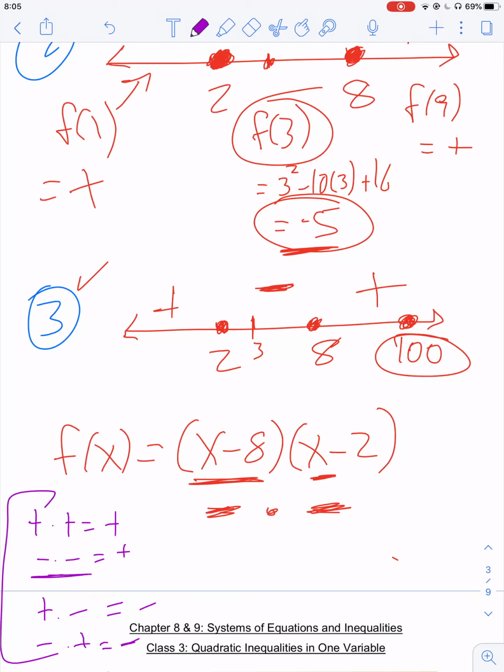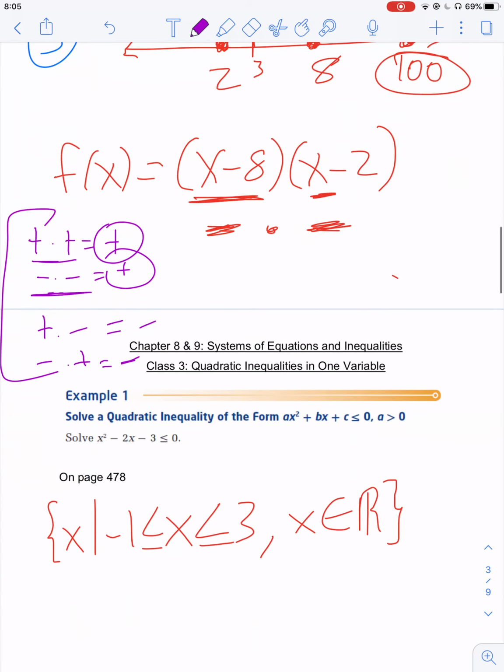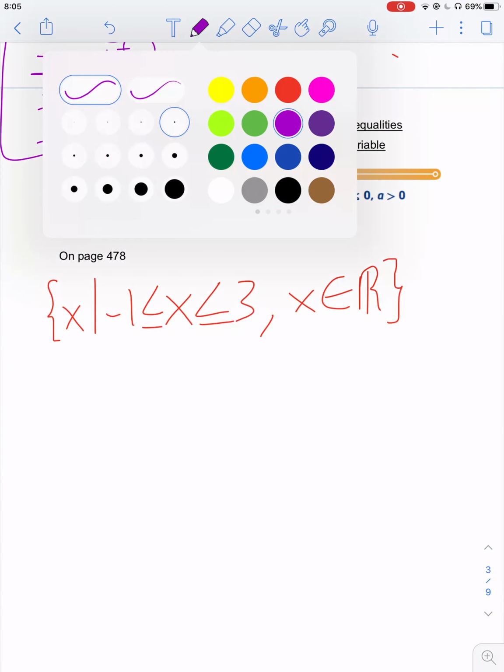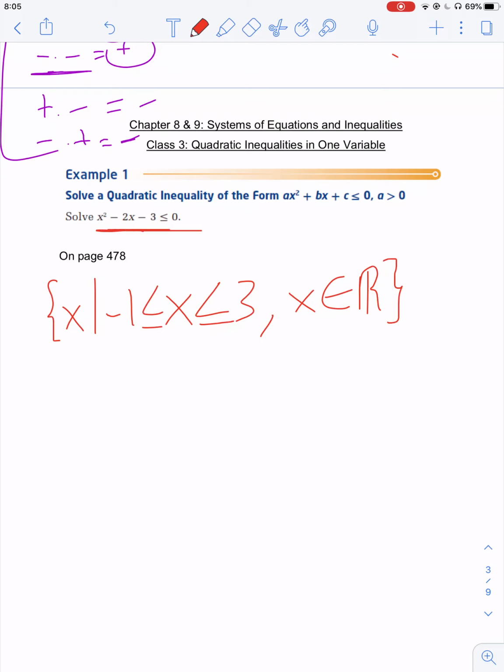Whenever you have the same sign, your end result will be positive. If it's different signs, then your result will be negative. Another way of thinking about it. Anyway, I hope that kind of made sense. What I want you to do now is to do this question.